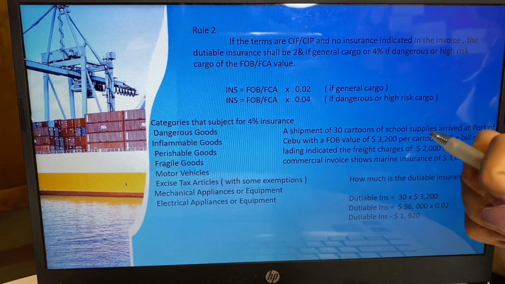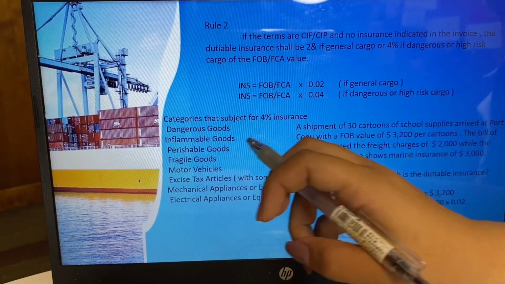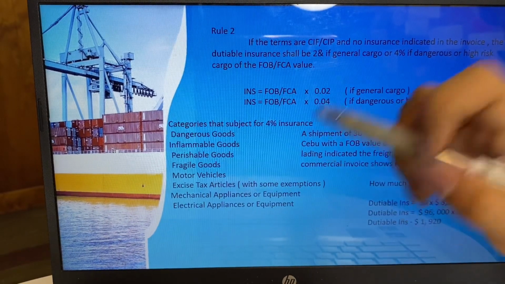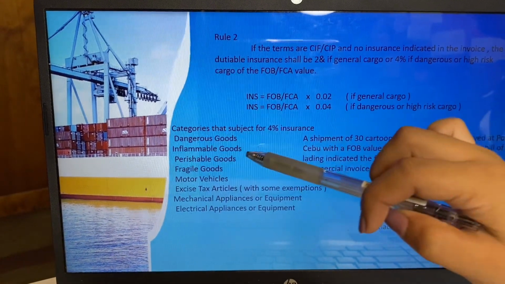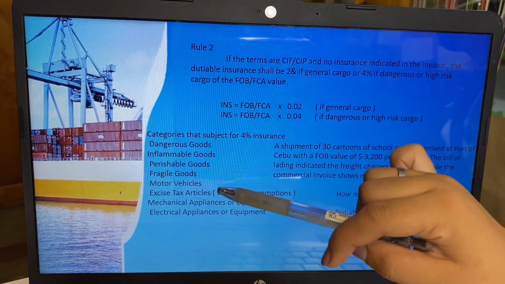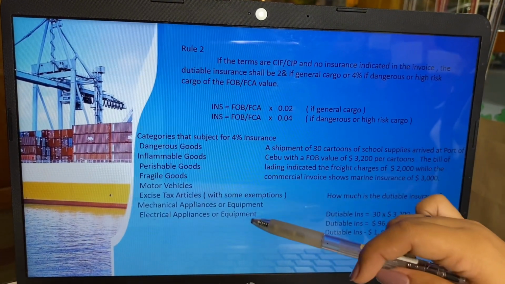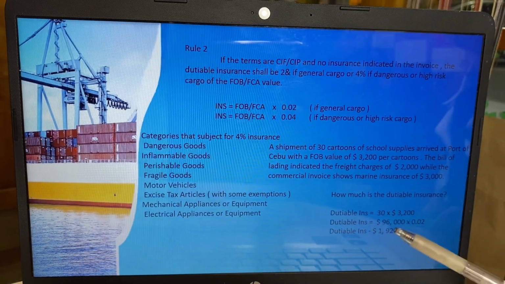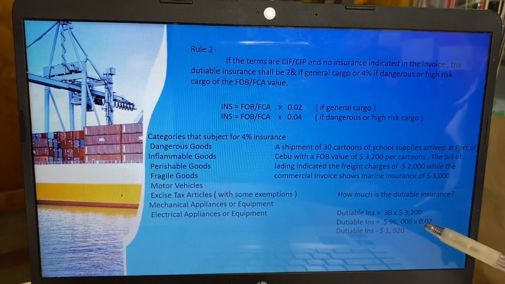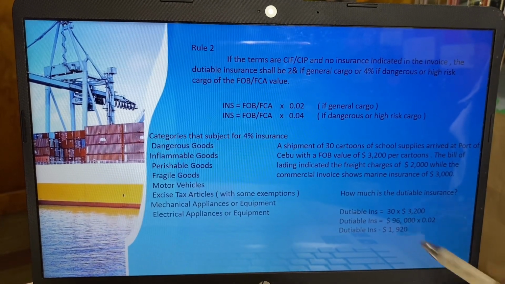Since school supplies are considered general cargo, it isn't specified in the categories. It is not dangerous goods, inflammable, perishable, fragile, a motor vehicle, excise tax article, mechanical appliance, or electrical, so it falls under 2%. We multiply this $96,000 by 0.02 to get our dutiable insurance of $1,920.